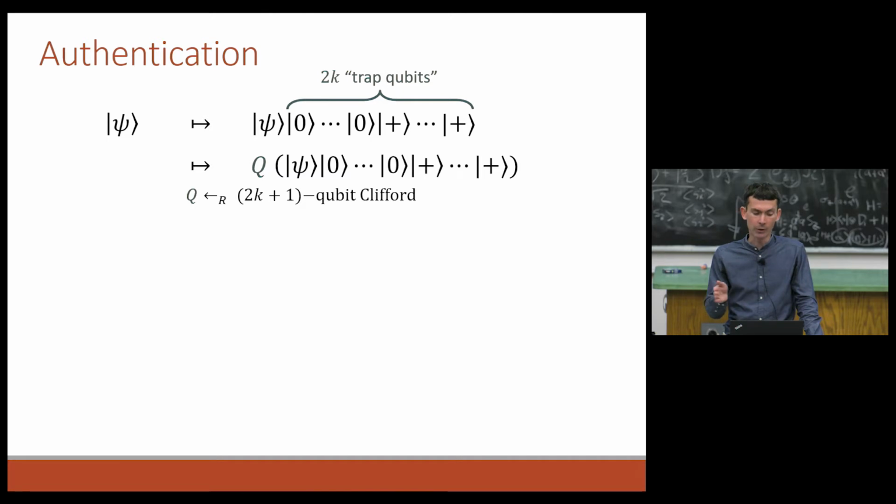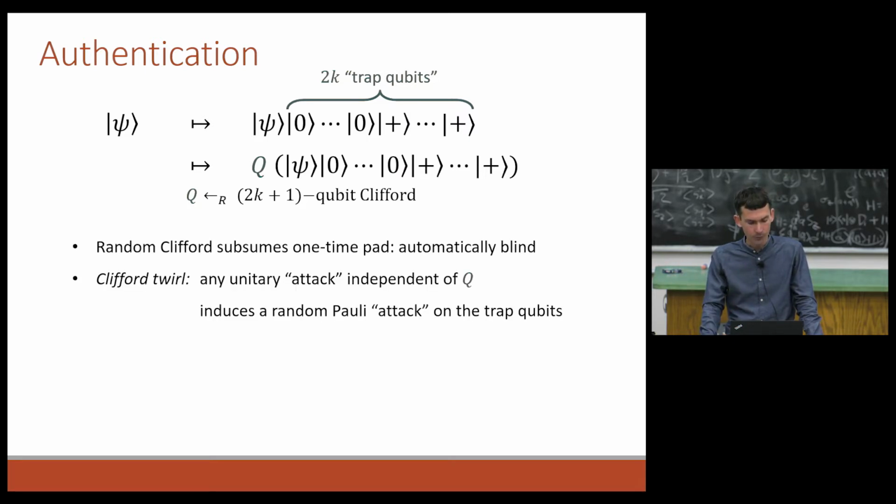So each qubit gets concatenated with its own trap qubits, and gets applied its own independent uniformly random Clifford on k qubits. There's only something like k squared Cliffords on k qubits, so I can just do that myself if I have a k squared size quantum computer. The point is that k doesn't depend on the size of the actual circuit that I want to run. So this is blind because a random Clifford is more general than applying a one-time pad. This Clifford is doing the one-time pad plus a random permutation, so it's definitely going to be blind.